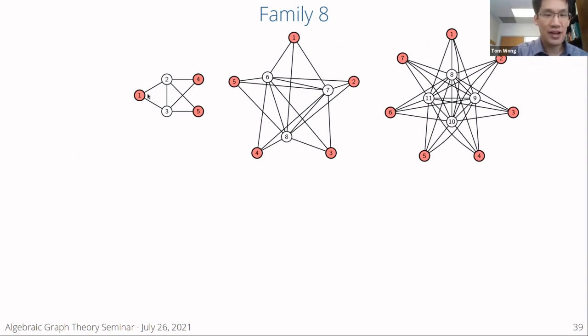And then it's surrounded by 3 vertices, 1, 4, and 5, that are adjacent to both vertices of the complete graph. Here in this next graph, we have a complete graph of 3 vertices. It's surrounded by 5 vertices in red, and these 5 vertices are adjacent to all 3 vertices of the complete graph. Same thing here, we have a complete graph of 4 vertices in the middle. It's surrounded by 7 vertices that are adjacent to all 4 vertices of the complete graph.